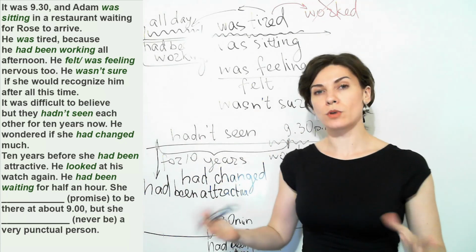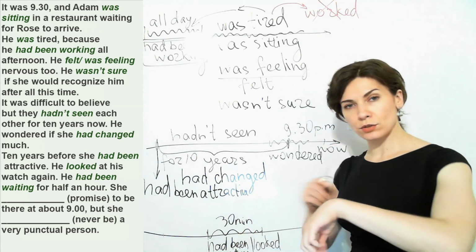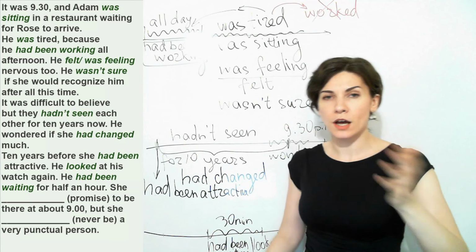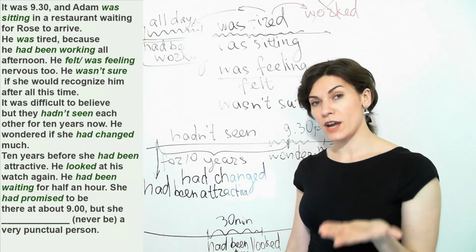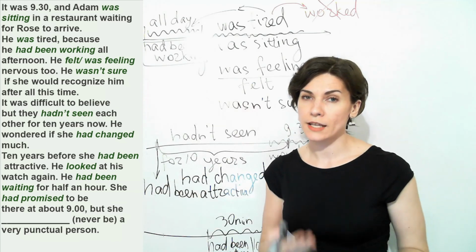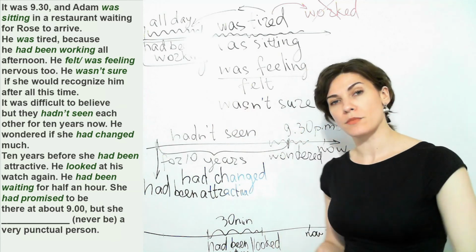If you say that she promised to be there at about 9, it would mean that after he looked at his watch, he called her and she made this promise. That's not how it happened. What is meant here is that before Adam arrived at the restaurant, they had arranged that they would meet at the restaurant at 9. That's what she had promised before he came there.